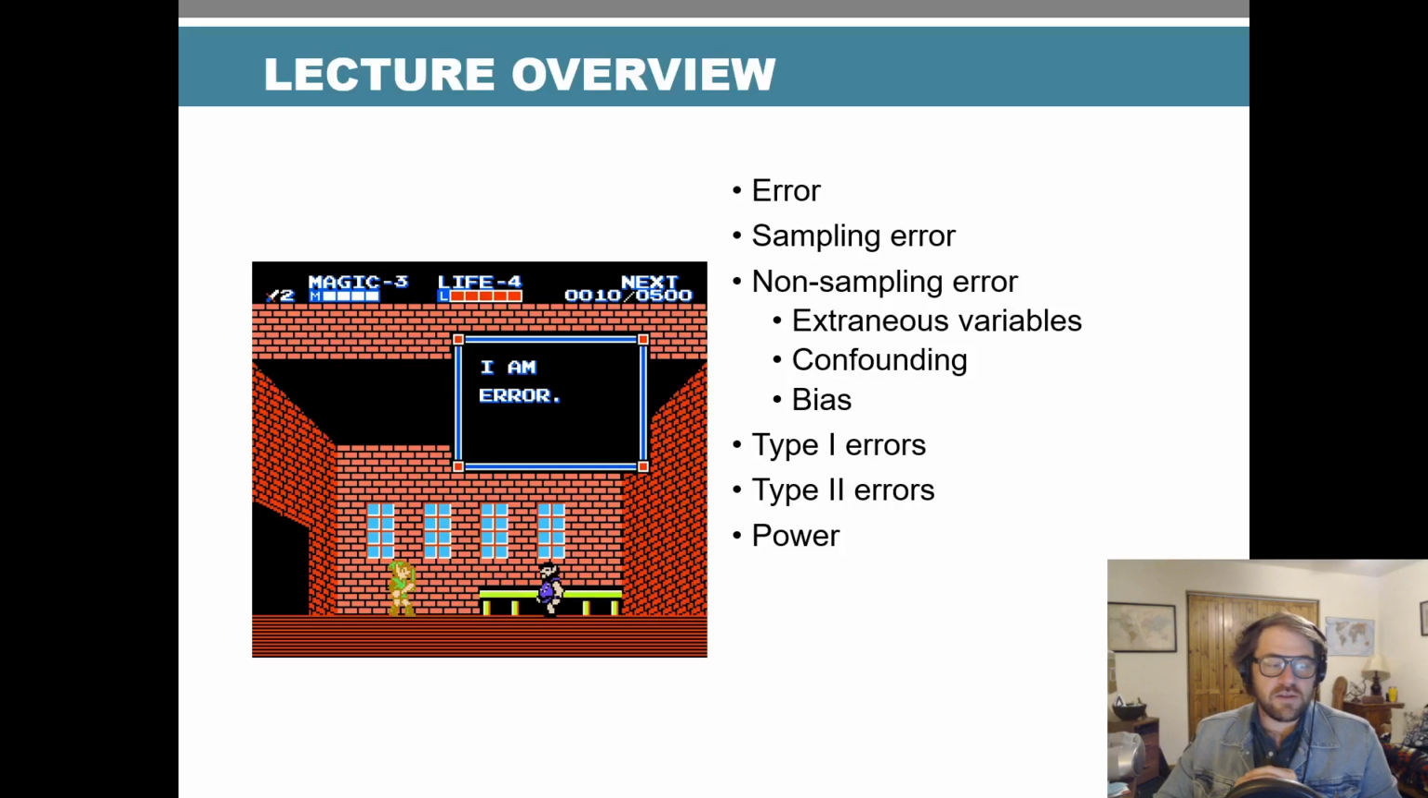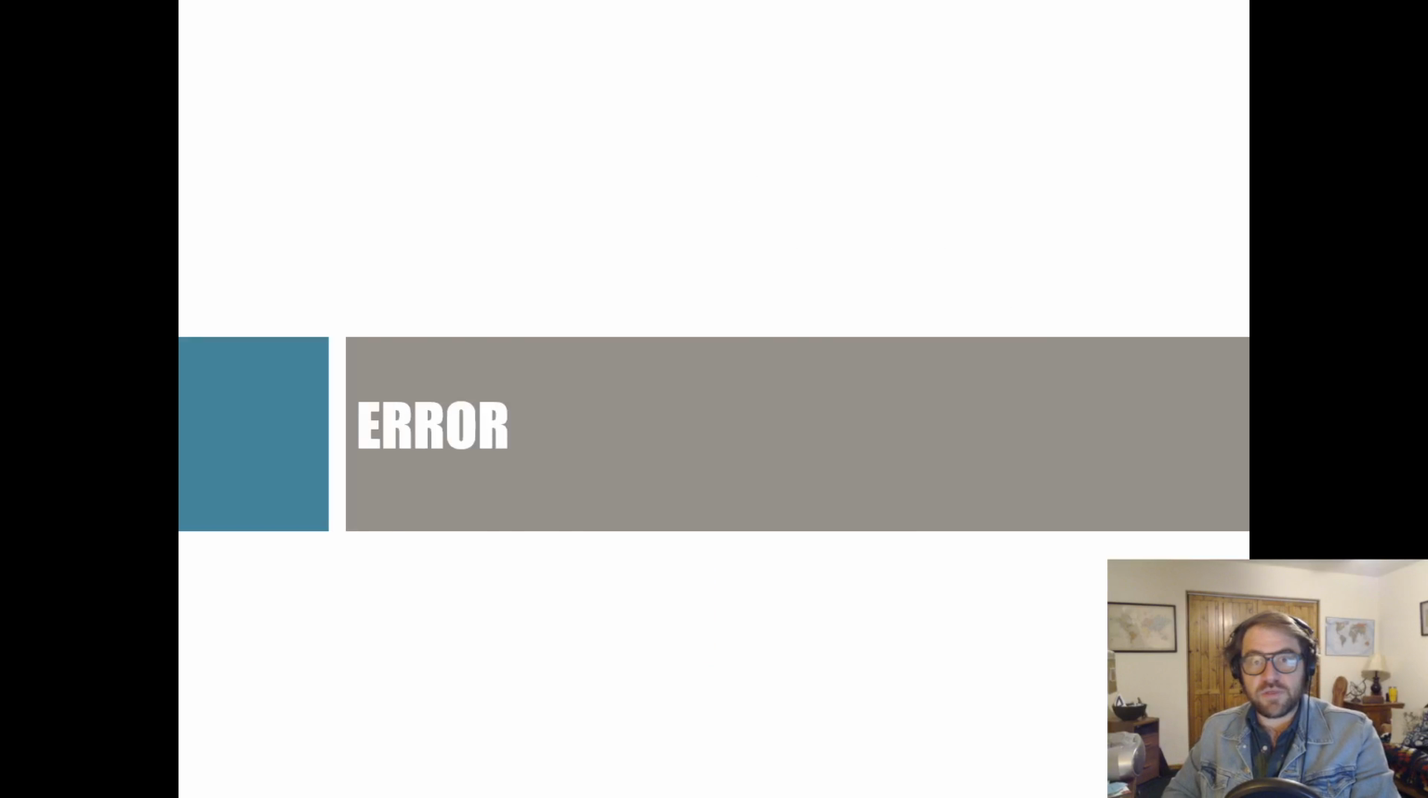Then we're going to look at type 1 and type 2 errors. That's a different kind of error, different use of the word error. Those are errors that can come from those first types of error that we talked about. It'll be fine. It'll become clear when we get to it. And then we'll talk about power. Power. Let's start with error.